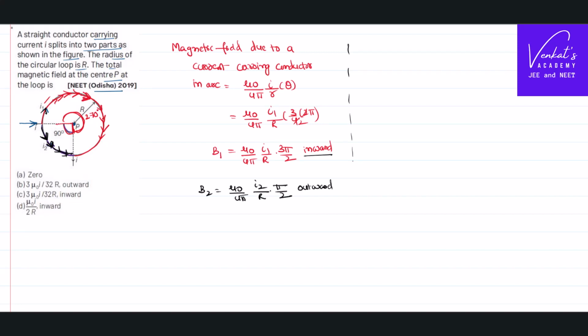So these two are in opposite directions, so B net is B1 minus B2. Now, I don't know the values of I1 and I2, so I have to calculate them. How do I calculate I1 and I2? It's very simple. If you notice in the circular part, out of the total circle circumference, the upper part has 3 by 4th of the length, whereas the lower part has 1 by 4th of the length.